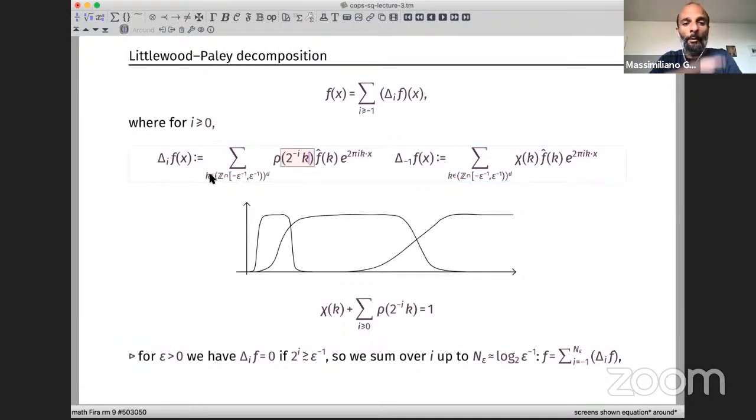Okay, so you don't sum over all the possible modes. On the lattice, there are finitely many, but they can become unbounded. So you don't sum over all of them. You just sum over a subset, and you choose this subset with a function rho, which looks like this middle function here.